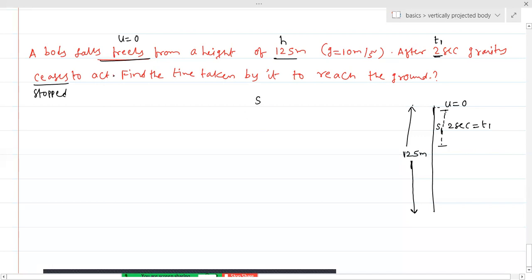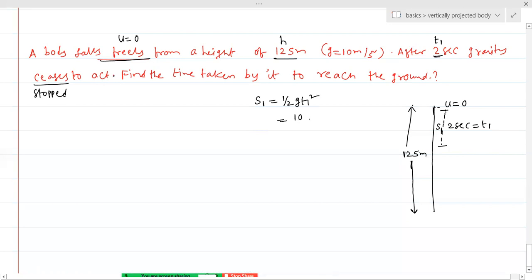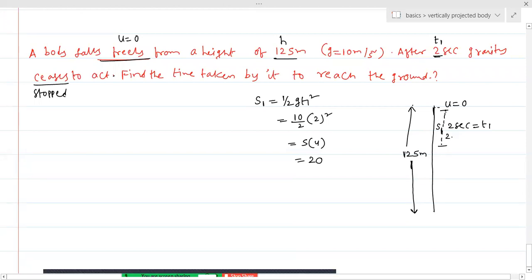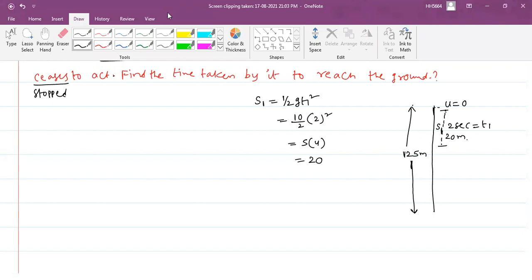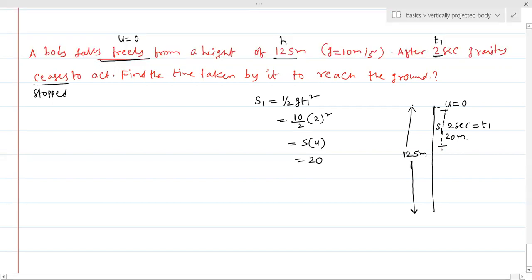First I am estimating the distance. S is equal to half g t square for a freely falling body. Taking g as 10, S1 is half into 10 into 2 square, which equals 5 into 4, that is 20 meters. So in the 2 seconds, it covers a distance of 20 meters. Then it has to cover a distance S2, equal to 125 minus 20 meters.